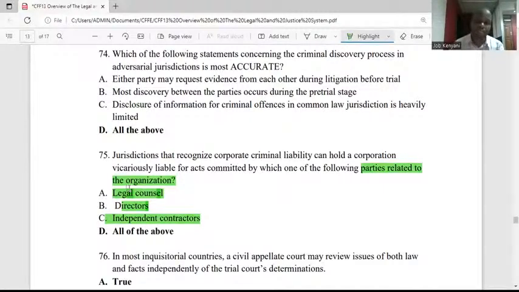So number one key element, it happens in a master-servant relationship. Number two key element, that wrong, that liability, must have happened while in the course of employment. So all these parties can be like employees of the company.